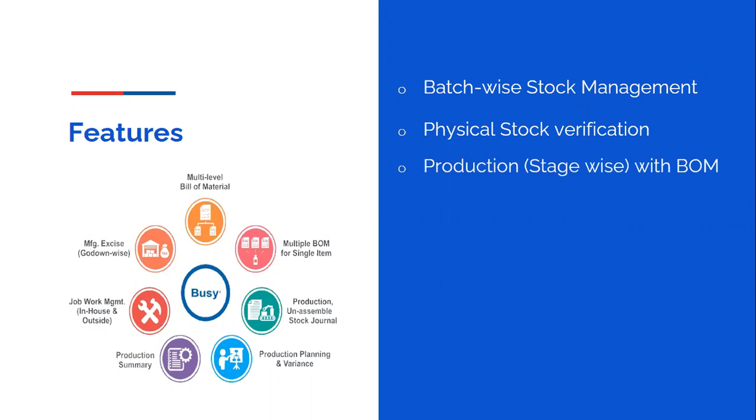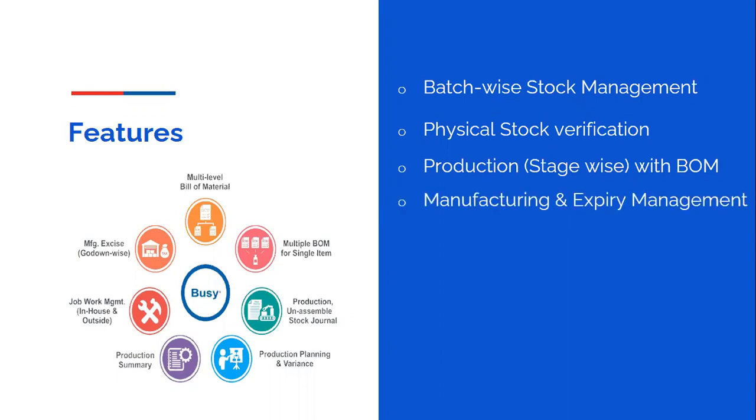The next feature is production stage wise with BOM. If you have multiple stages in a production process, you can create multiple bills of material according to the stage in the production process. Let me give you an example. Suppose you are a manufacturer, then first you produce the semi-finished goods, and after that, you convert the semi-finished goods to the final product. So you can create multiple material centers and multiple bills of material stage wise, and you can view them in the report. So multiple stages can be maintained in the production process in Busy accounting software.